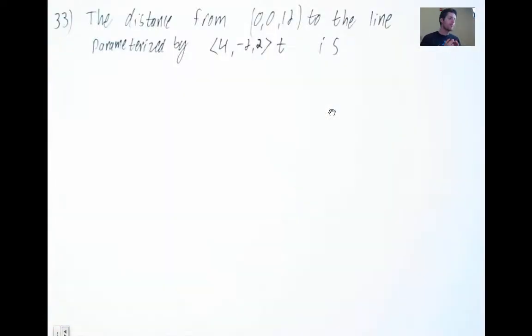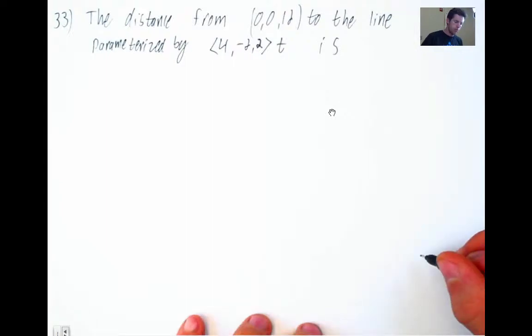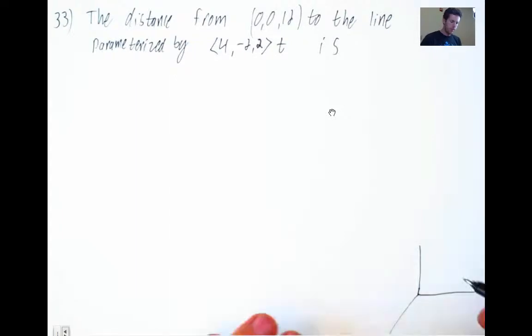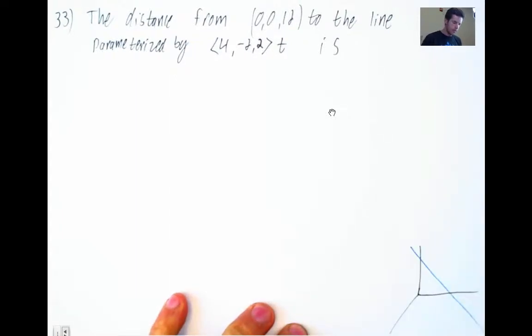On 33, I'm meant to find the distance from a point to a line. Off the top of my head, I can't remember a formula for this, so I'm going to go back and rederive it from just thinking about the situation in general. If we're sitting out here in three-dimensional space, and there's some line out there, and I've got some point P, I want to find the distance from the point to the line.